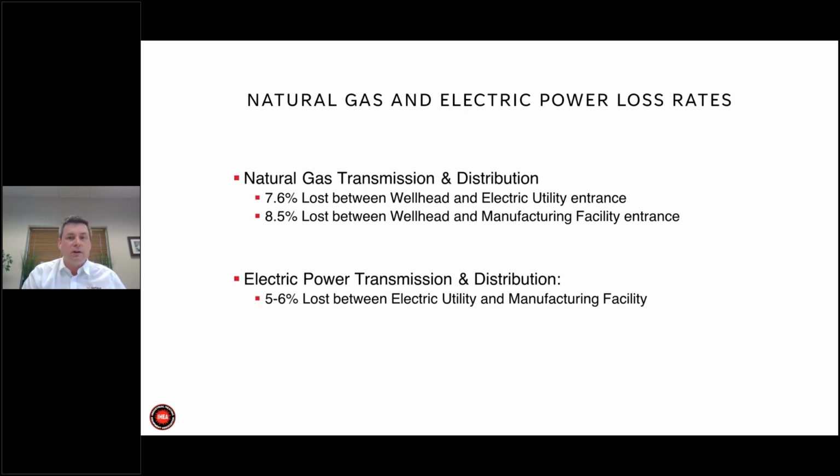Now, there's also natural gas loss between the wellhead and the manufacturing facility entrance. But because it's just a little bit further, there's not much more lost. So that's important to keep in mind.